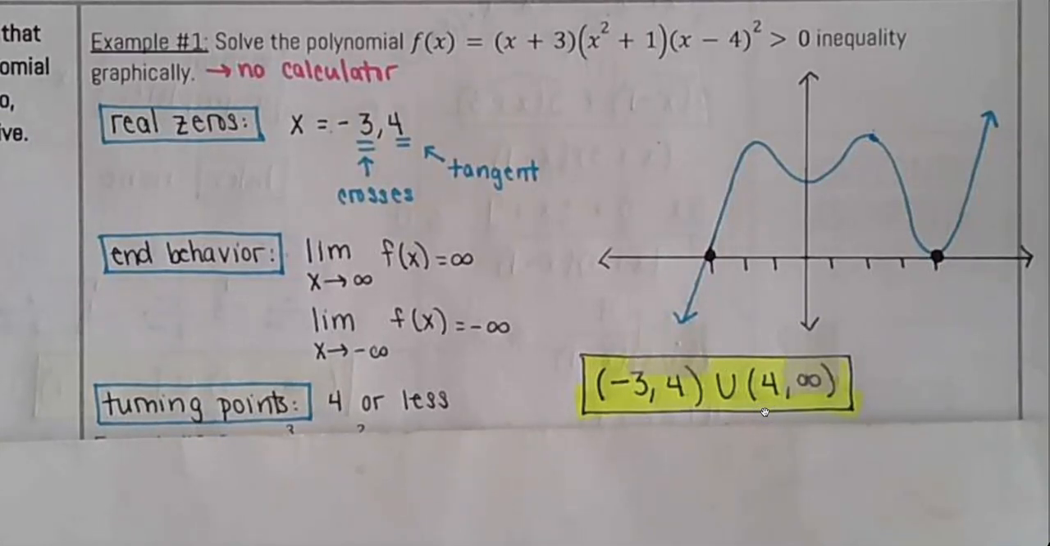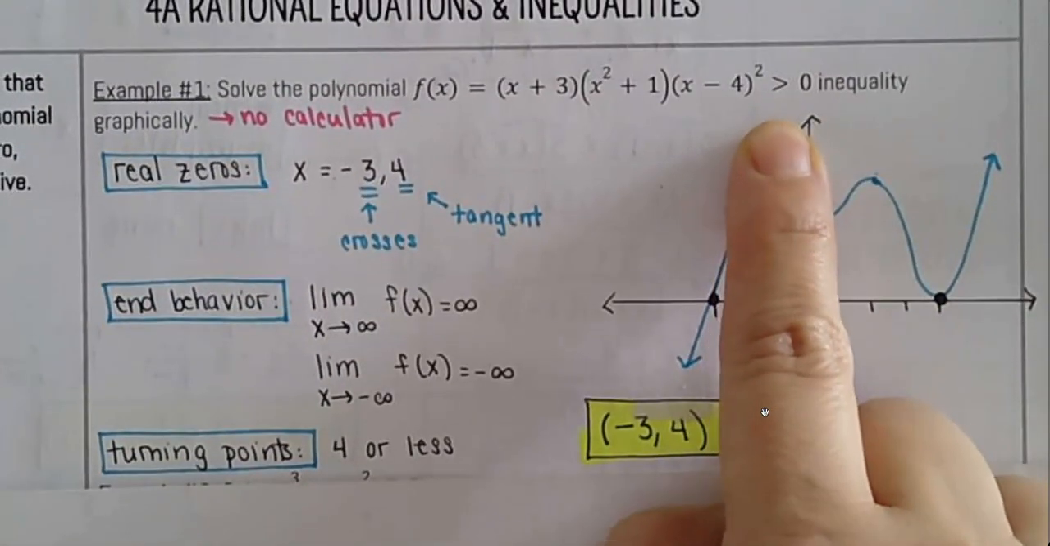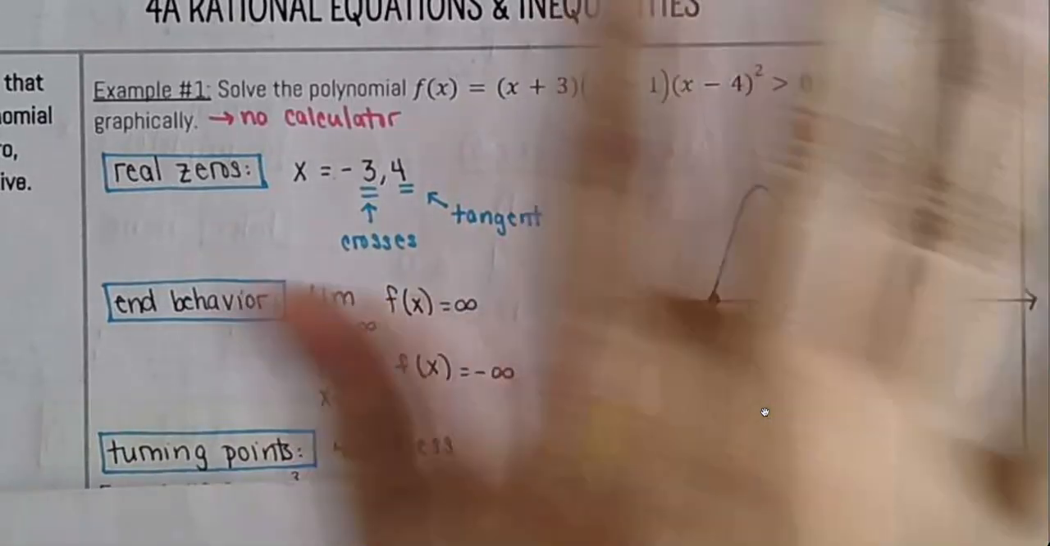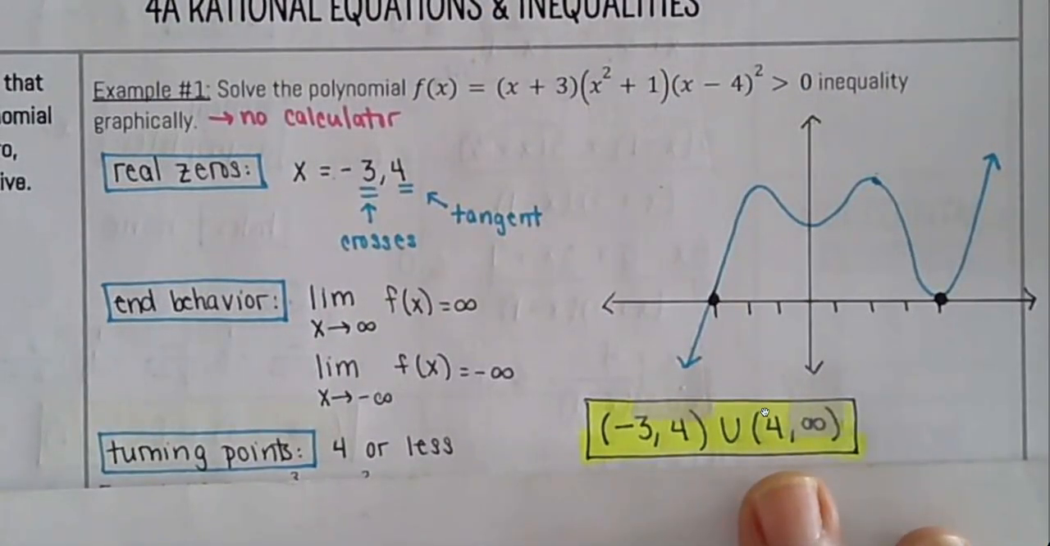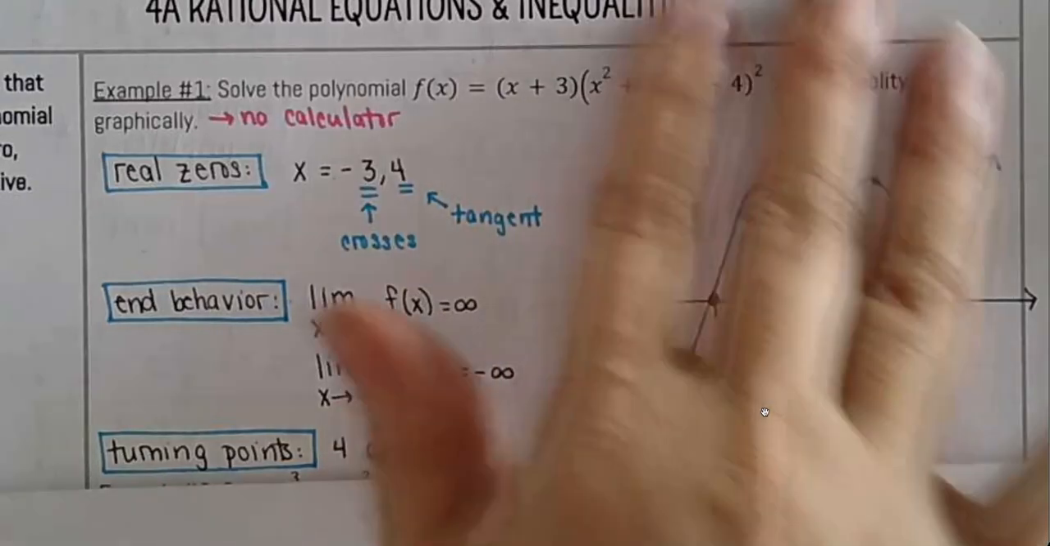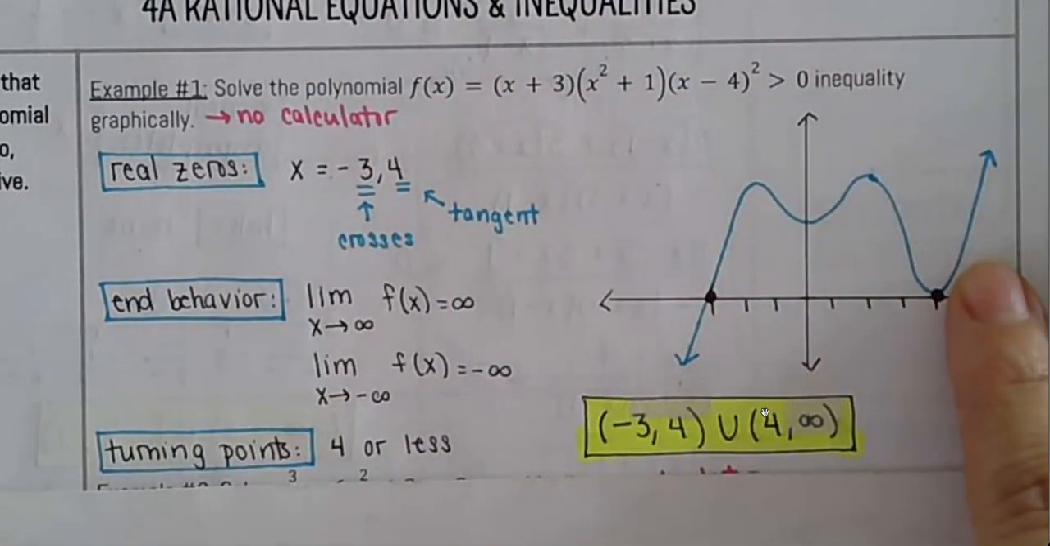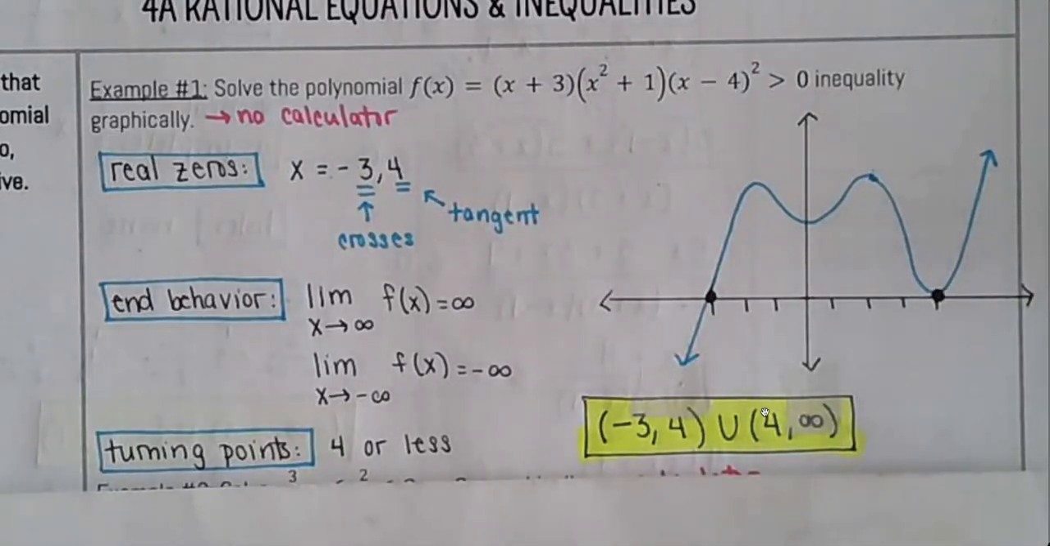So, if you are given a polynomial and you're asked where is this greater than 0, where is this less than 0, where is this greater than or equal to 0, less than or equal to 0, this is basically how you want to do it. You want to glean whatever information you can from the polynomial, get an approximate graph, doesn't need to be perfect, you just need to see where it is above or below the x-axis, and then give interval notation for whatever they're asking for.